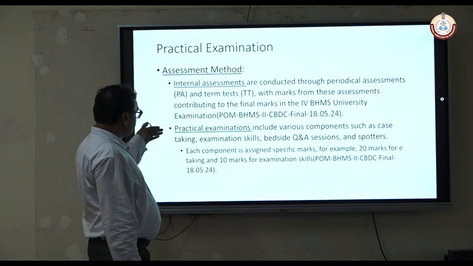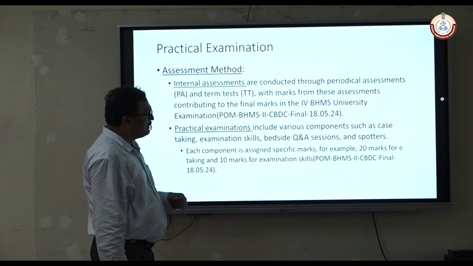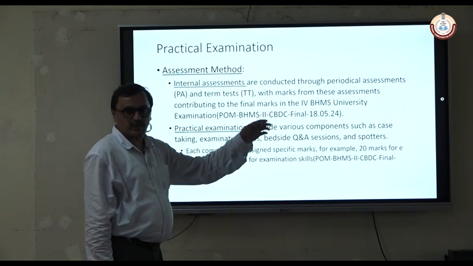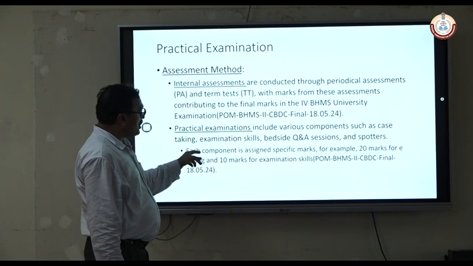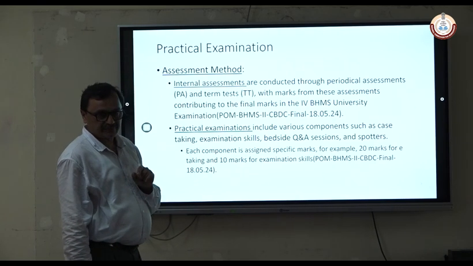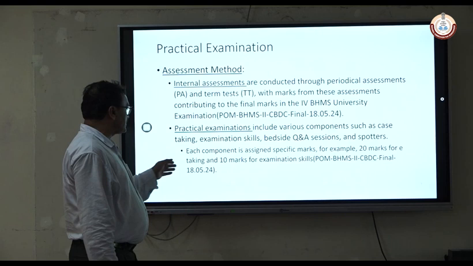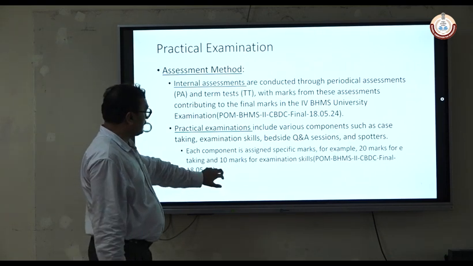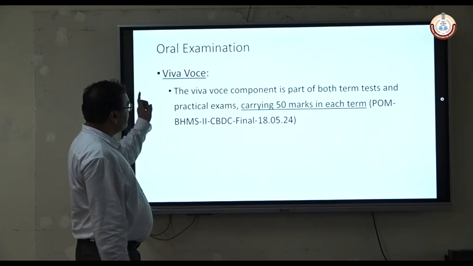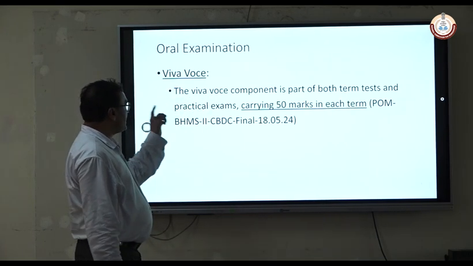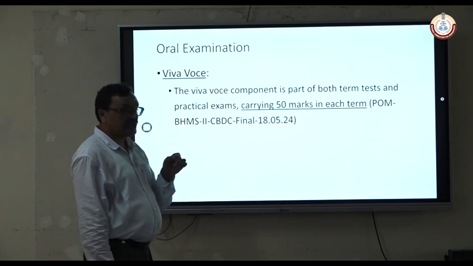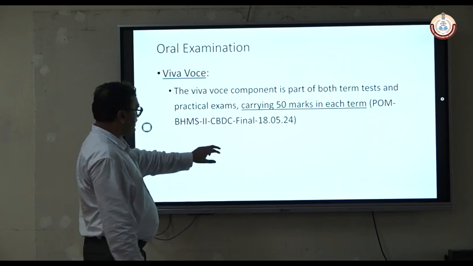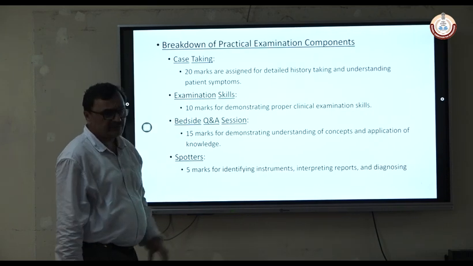Then, practical examinations include various components such as case taking, examination skills, question answer sessions, and spotters. Each component is assigned specific marks. For example, 20 marks for case taking and 10 marks for examination skills. The viva component is part of both term-based and practical examination, carrying 50 marks in each term. At the end of the first term, and at the end of the second term, we have another viva examination. Breakdown of the practical examinations.